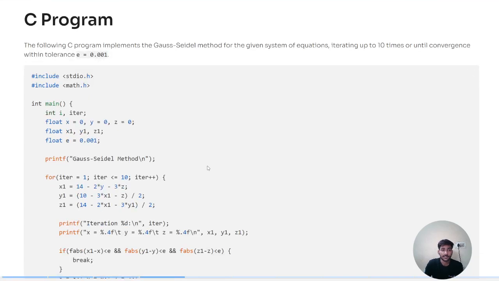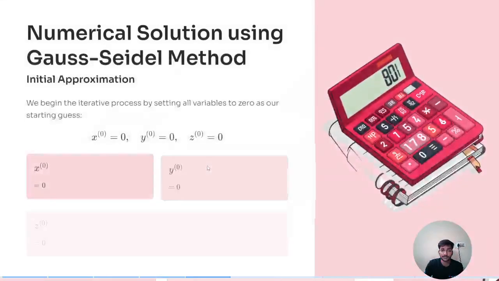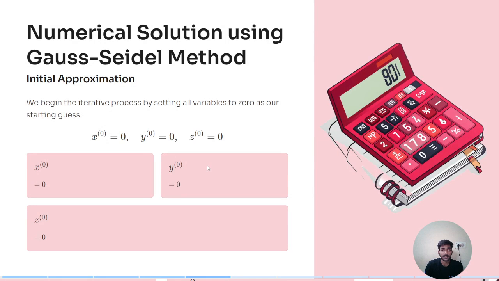And now let's first see the numerical example, then afterwards I will explain the code. First of all, we will take the value of x0 equal to 0, y0 equal to 0, and z0 equal to 0, and calculate x1. This is what we assume.